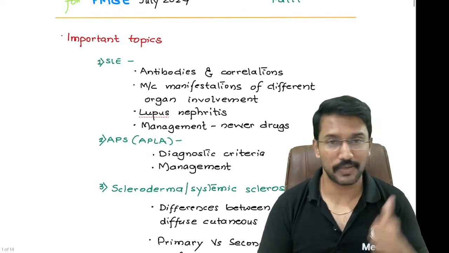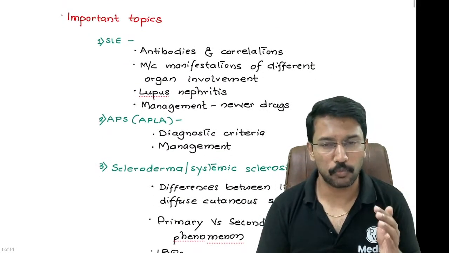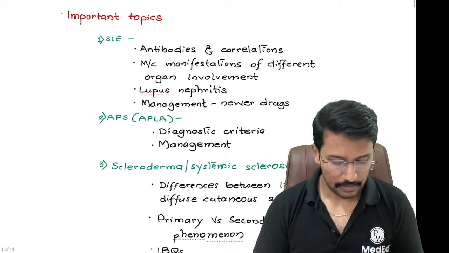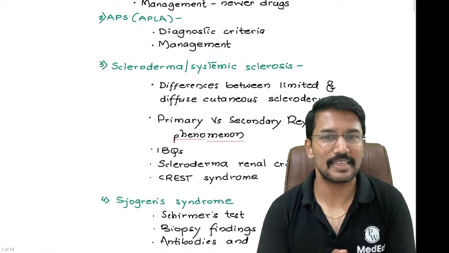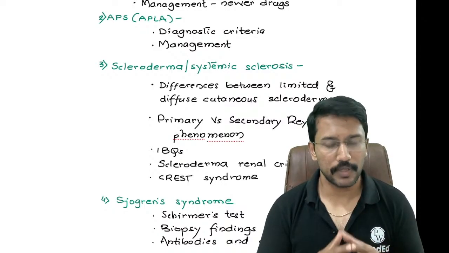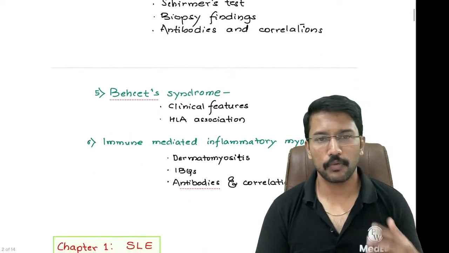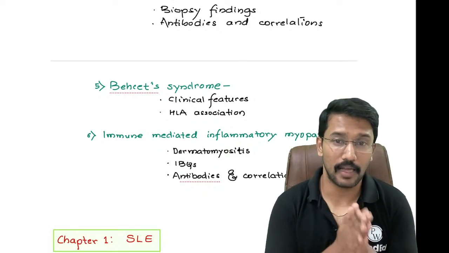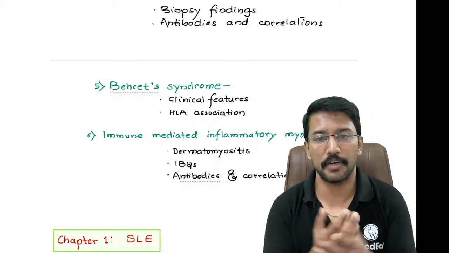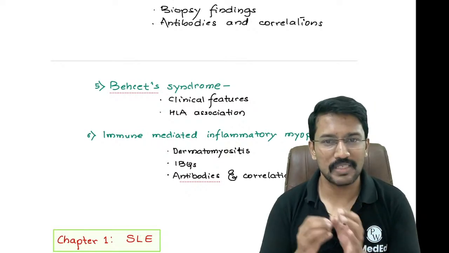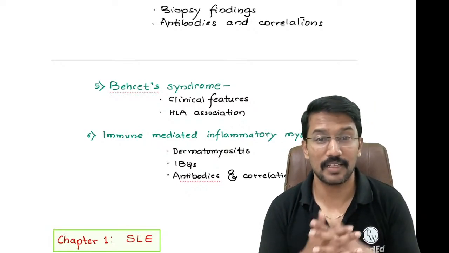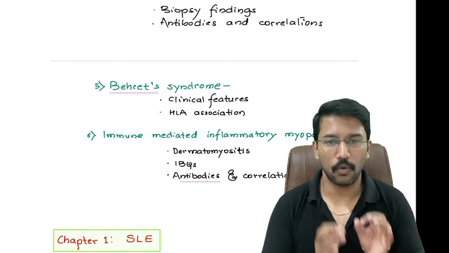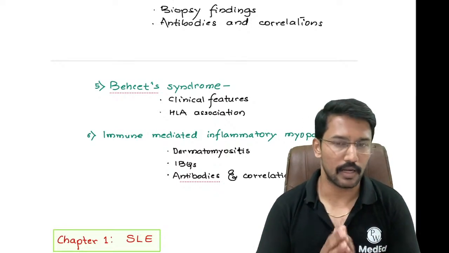What are those? Yes, the first one is SLE. The second one, Antiphospholipid Syndrome or APLA, Antiphospholipid Antibody Syndrome. The third one is Scleroderma or systemic sclerosis. The fourth one is Sjögren syndrome. Fifth one is Behçet syndrome, not a very detailed topic, but a few key points. And then the last one is the immune-mediated inflammatory myopathies or inflammatory muscle diseases like dermatomyositis, polymyositis. Okay. So what we will do is we will only focus on the extremely important high-yield topics.